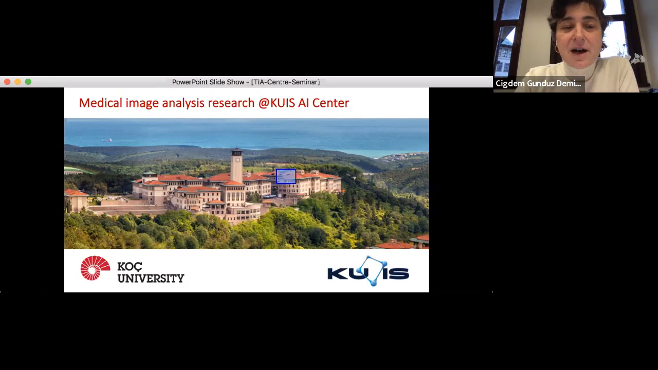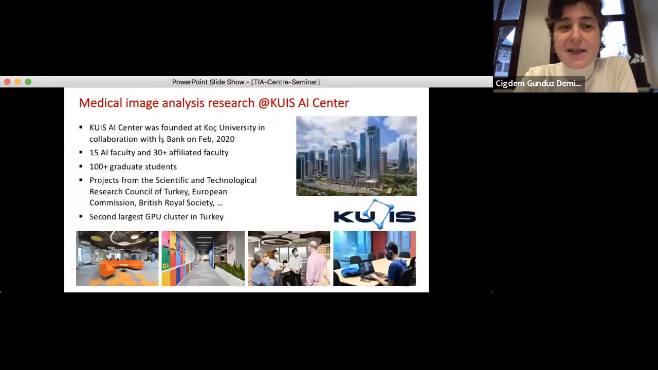And this is our Artificial Intelligence Center, AI Center. It is located in the engineering building. And we are a young research center, which was founded at the beginning of 2020 with the donation of İşbank, which is one of the biggest banks in Turkey. We are currently 15 faculty members from different departments working on different aspects of AI. We have also 30 plus affiliated faculty from different schools, School of Medicine, School of Law, School of Social Sciences, with whom we are working on interdisciplinary projects.